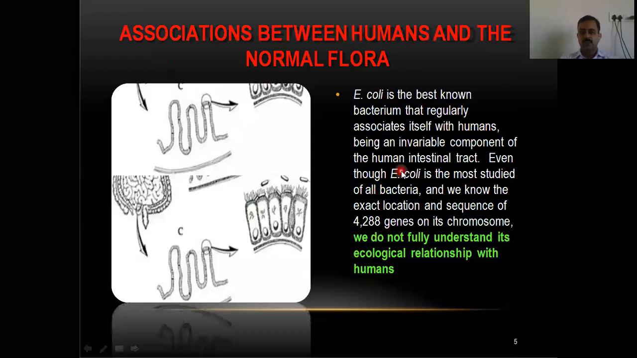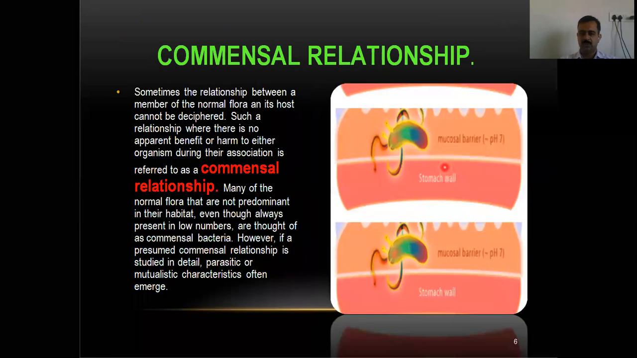Now, E. coli, how E. coli actually infects or resides inside the human body. E. coli is the best known bacterium that regularly associates itself with humans, being an invariable component of the human intestinal tract. Basically, E. coli lives inside the intestinal tract. Even though E. coli is the most studied of all bacteria, and we know the exact location and sequence of 4,288 genes on its chromosome, we do not fully understand the ecological relationship.